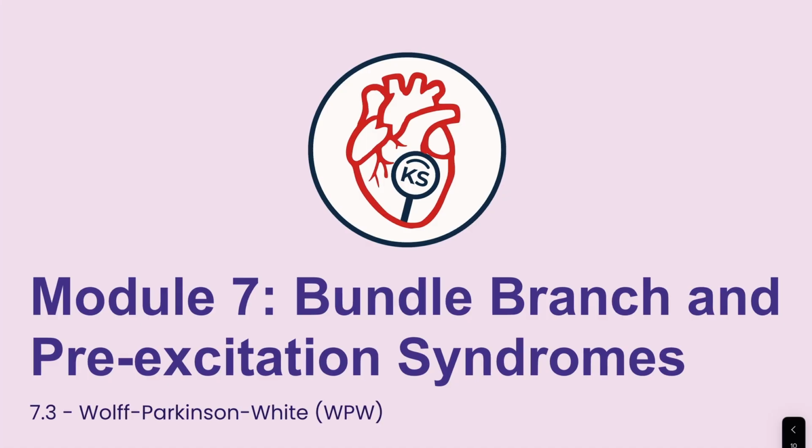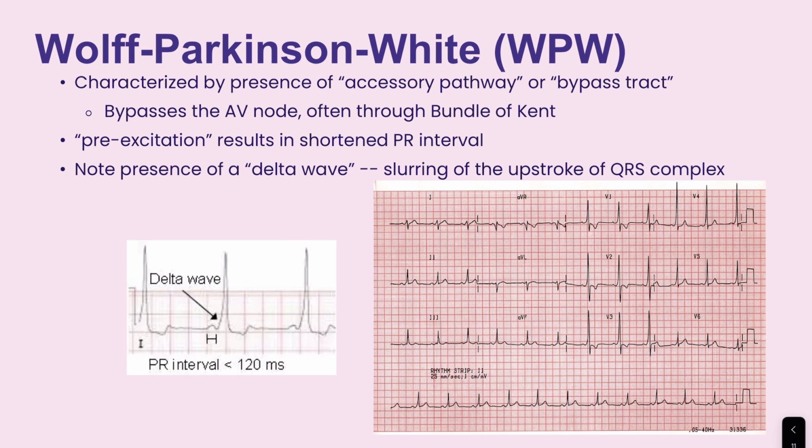Then we end off with Wolff-Parkinson-White syndrome. This is characterized by the presence of an accessory pathway or a bypass tract. So we're going to bypass the AV node, often through the bundle of Kent. Pre-excitation results in a shortened PR interval. And notice the presence, the big one here is the delta wave, slurring of the upstroke of the QRS complex.